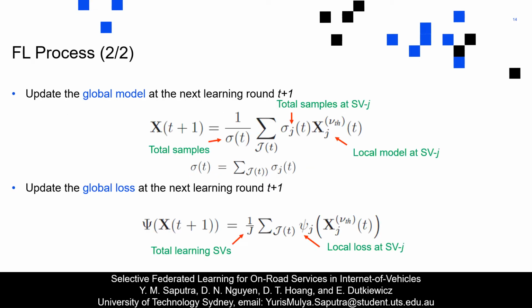To update the global model at each learning round, we use the total samples at smart vehicle j, multiply it with the local model at smart vehicle j, sum all of this information, and then divide it by the total samples, so we can find the global model here. We can also update the global loss at each learning round t by using the local loss value at smart vehicle j, summing it, and dividing it by the total number of learning SVs that we use at each learning round.